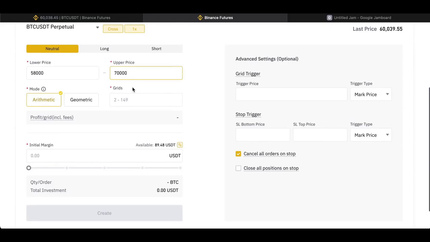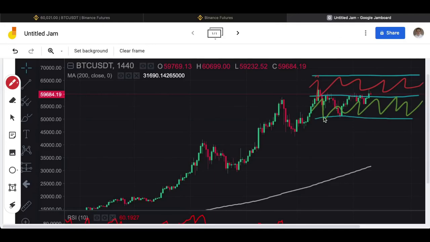Moving down to the grids, you can either choose arithmetic or geometric. So arithmetic is where each grid has an equal price difference, but geometric, the price ratio difference is equal. So there's a little bit of a difference there. I would choose arithmetic. Now, what this is going to do is choose how to place your grids. Like I said, you're going to be buying in this level here and selling in this level, but you can put as many grids in each of these levels as you want.